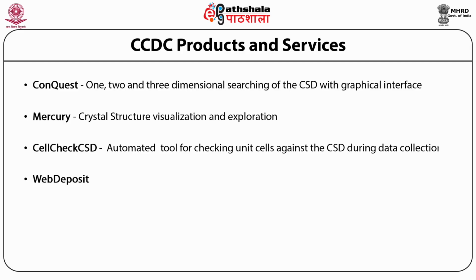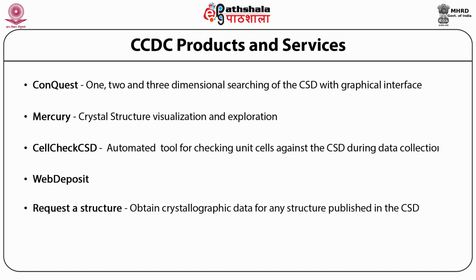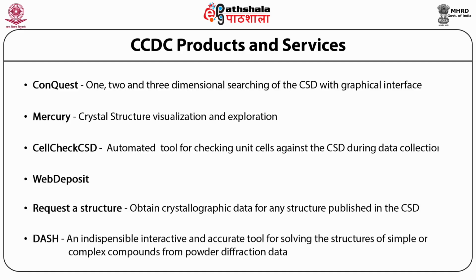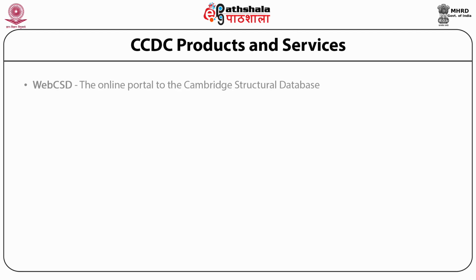In order to obtain crystallographic data from the CSD, one can use the search called Request a Structure. DASH is another tool. It is an indispensable, interactive and accurate tool for solving the structures of simple to complex compounds from powder diffraction data. WebCSD is an online portal to the Cambridge Structural Database to provide easy and convenient access to the structural data that is deposited in the CSD. WebCSD is restricted to only licensed organizations and institutions.